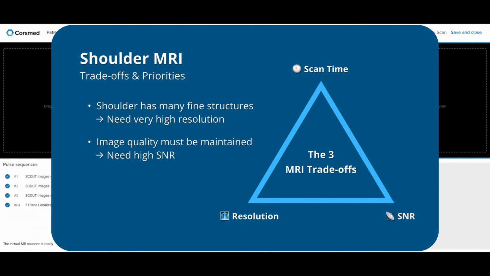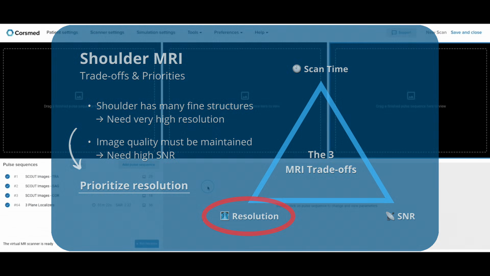We also need strong SNR to compensate for this high resolution so that we maintain good image quality. While we try to keep scan time reasonable, having clear images is more important to accurately diagnose the shoulder. Therefore, you may want to slightly prioritize resolution, followed by SNR, and lastly scan time. This ensures we can see small tears and subtle pathologies clearly.